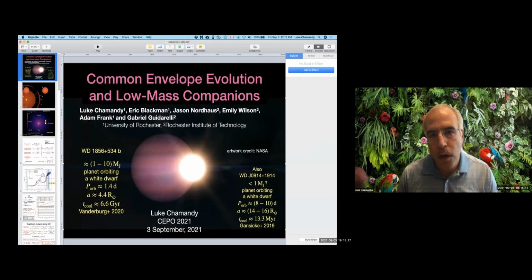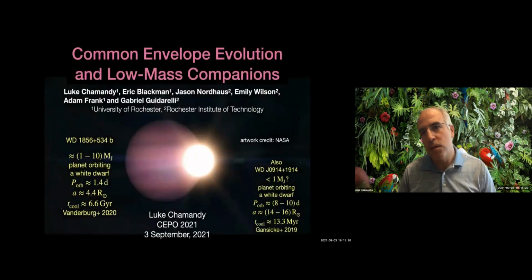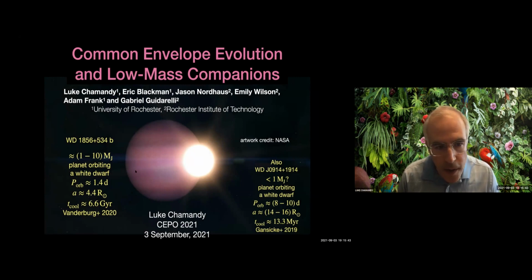So this work that I'll be talking about was done in collaboration with the 2 Rochester, New York institutes, right? The one I'm at, University of Rochester, and then the one Jason's at, RIT. Primarily I'll discuss this model, at least it's motivated by this object, this planet that's orbiting a white dwarf. So this is an artist's rendition of it.